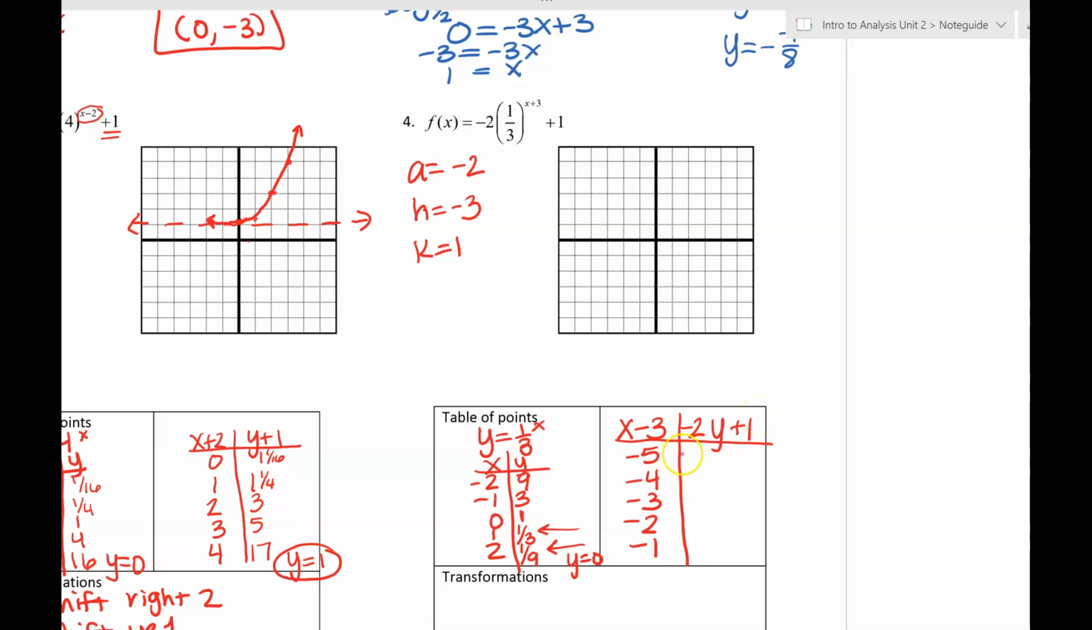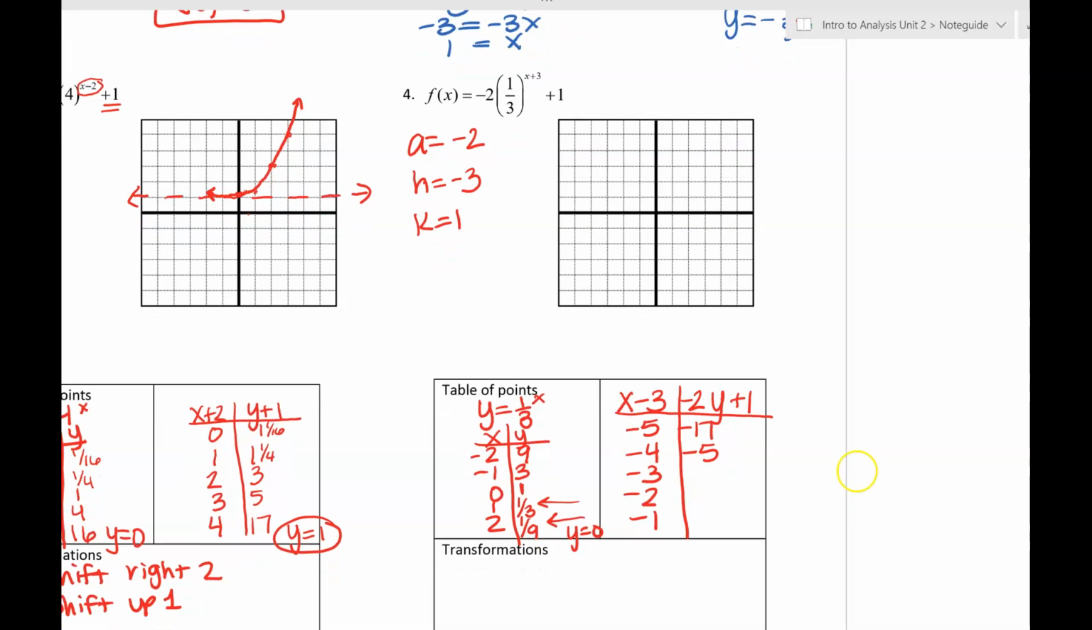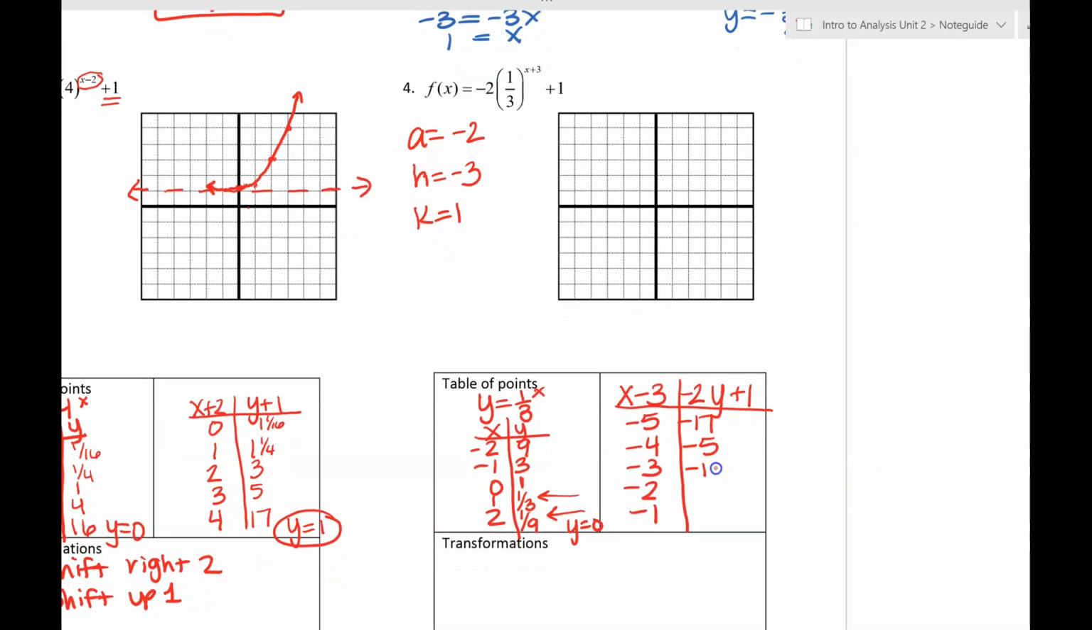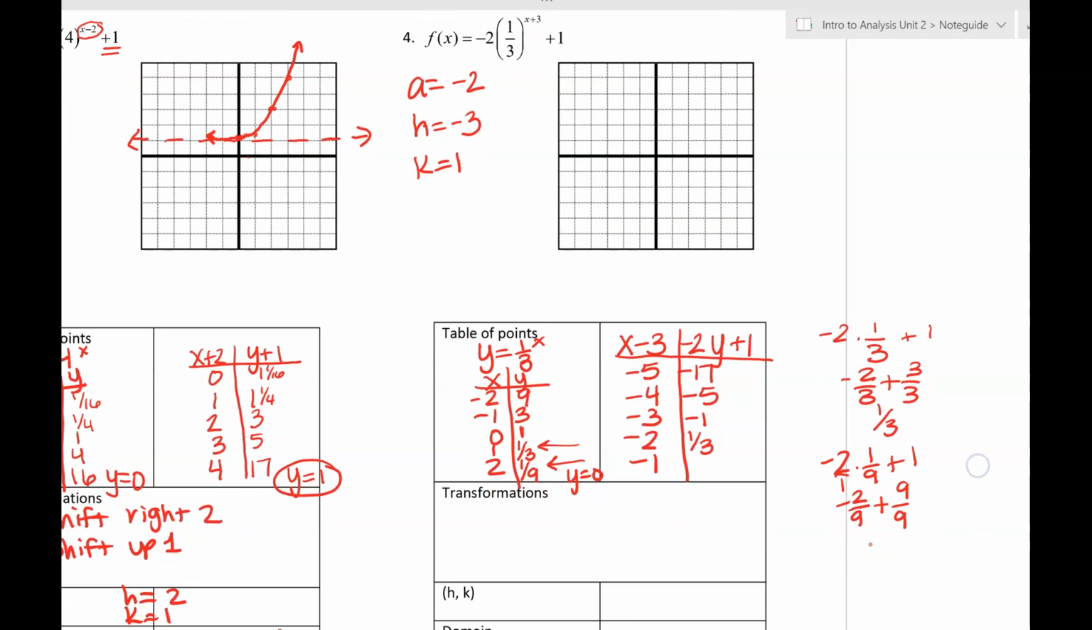So for 9, that's -18 plus 1. For 3, that's -6 plus 1. For 1, that's -2 plus 1. For 1/3, it's -2 times 1/3 plus 1. So it's -2/3 plus 1. I will think of the 1 as 3/3, so I can see the answer there. And then do the same thing with 1/9. -2 times 1/9 is -2/9 because we think about it as having a denominator of 1. I'm going to add that with 1, which is 9/9. That will give me 7/9.